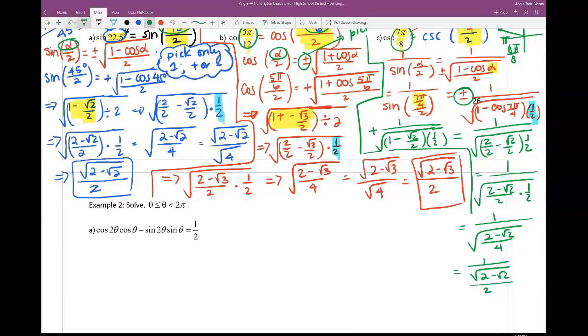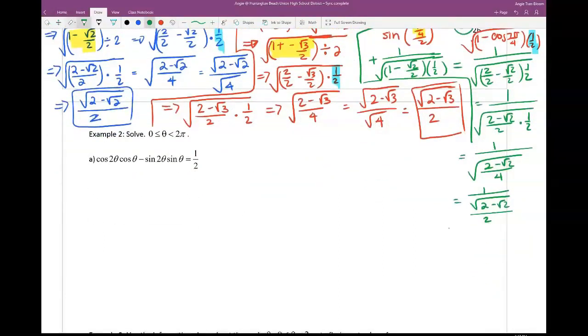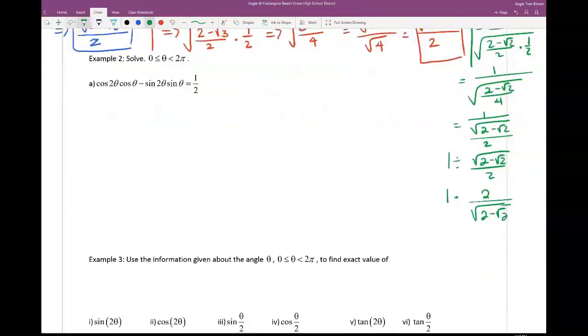Okay, so what do I do now? I have so many fractions. Well, it's not too bad. 1 divided by radical 2 minus rad 2 over 2 is like 1 multiplied by 2 over the square root of 2 minus rad 2. Okay, so now this is really where I am. But I can't have a radical on the bottom, so this is where I need to do a little bit more math. I'm going to multiply, not the conjugate, but an identical radical. That's the only way that you will be able to get rid of that radical.